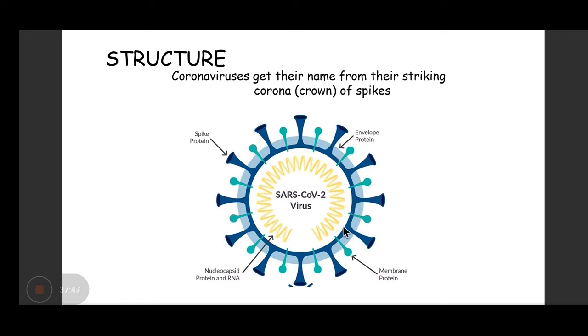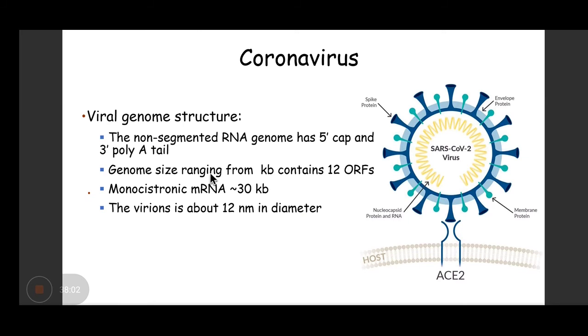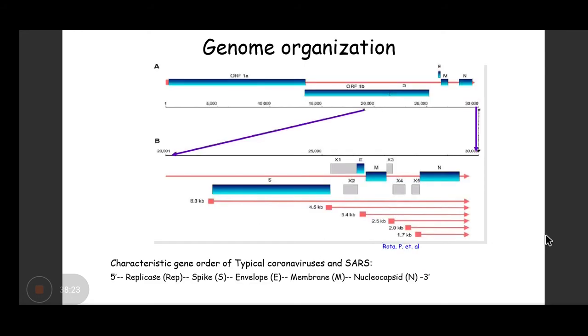The genome of the SARS-CoV-2 virus is single-stranded RNA, and a nucleocapsid protein is present with the RNA, and there is an envelope. The envelope has spike proteins, and the membrane has membrane protein. The genome is non-segmented RNA. It has a 5' cap and 3' poly A tail, which is common with all RNA viruses. The size of the genome is around 30,000 base pairs, which is 30 kb. The virion is about 22 nanometers in diameter.